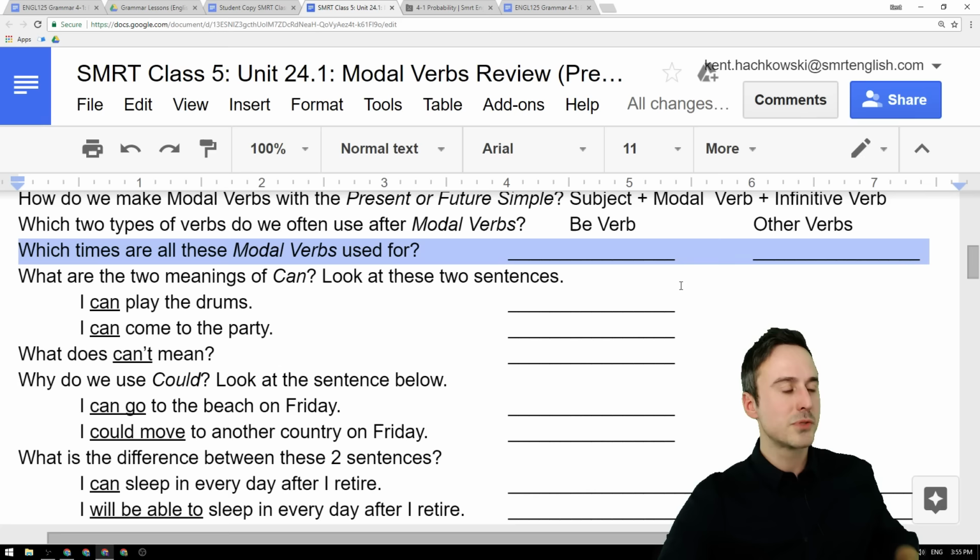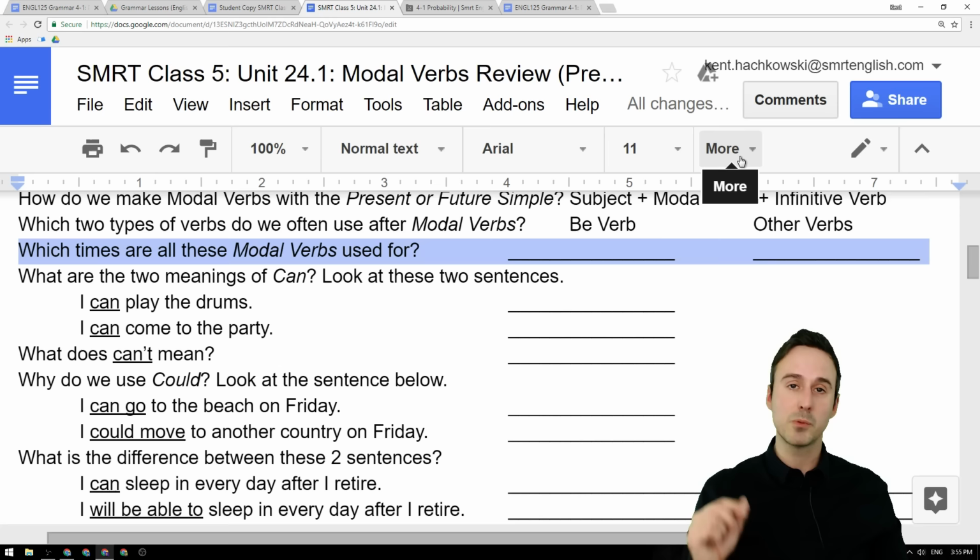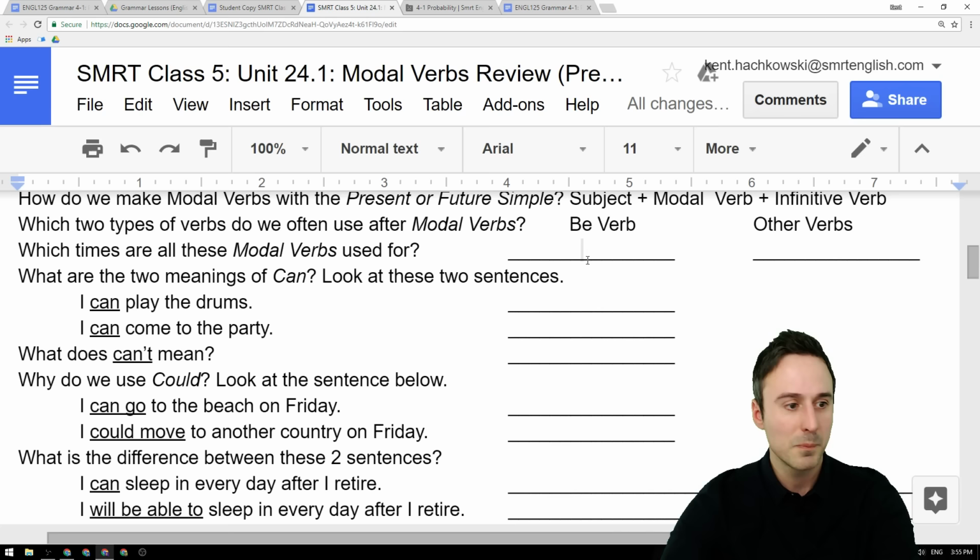So what were the two times that we talked about today? I know you guys were talking. I gave you two options the whole day. So what were the two times that we were using? Now there are other options. Of course, we can use modal verbs in the past. But for today, we're just going to focus on two times. What were those two times? The first time was the present simple. Yeah, there you go. Present, future. And yeah, you got it.